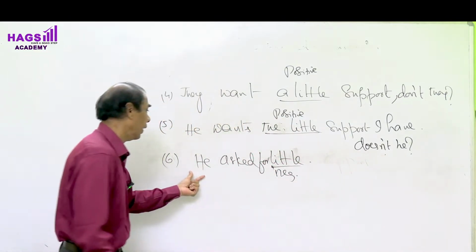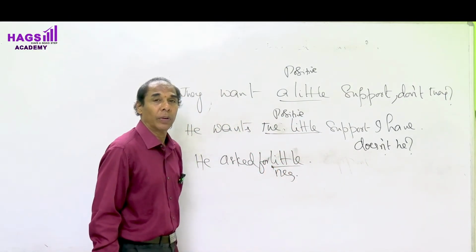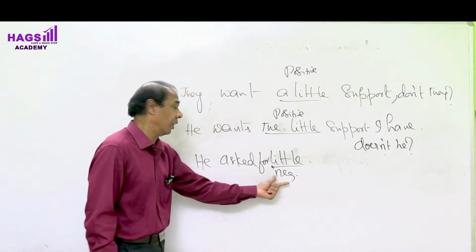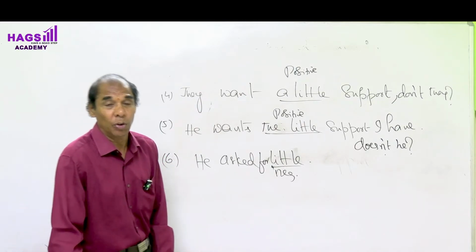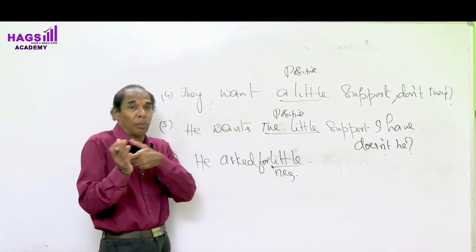Okay? Now, he asked for little. Okay, now look at the code. He asked for little. Little is negative. So the question tag must be positive. What is the formula? Special verb plus pronoun.